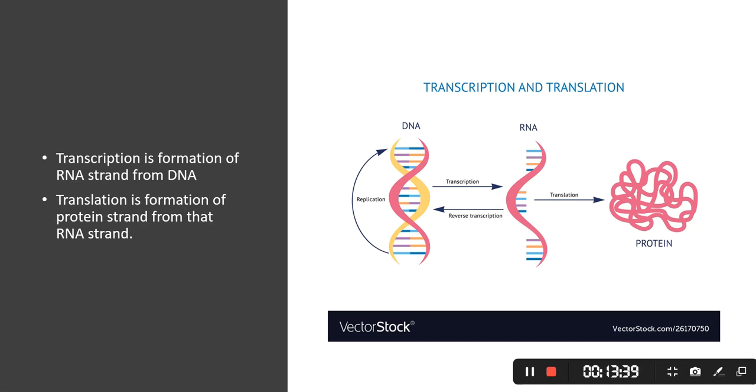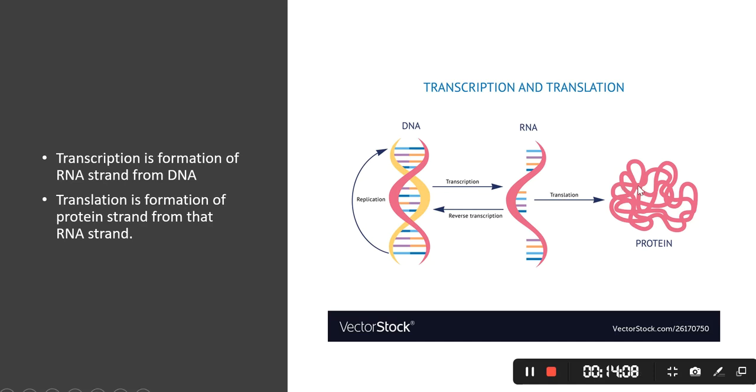What is transcription? It is the formation of the RNA strand from the DNA. And what is translation? It is the formation of the protein strand from the RNA. So what happens is the DNA strands get separated in the process of transcription, and a complementary strand is formed. That complementary strand is called RNA, and that RNA comes out and it can translate itself into a protein formation.